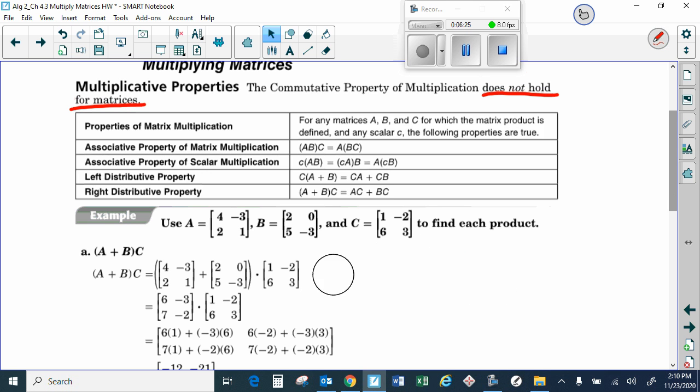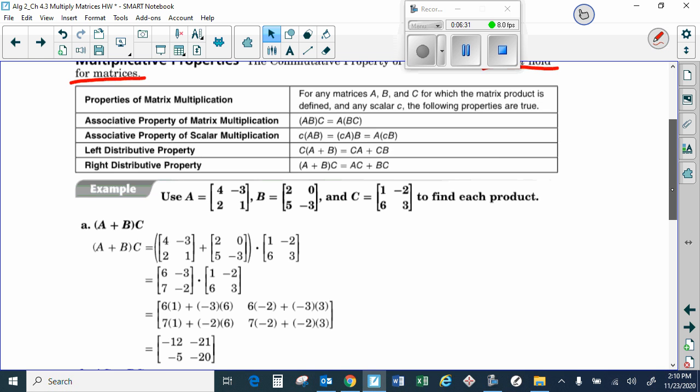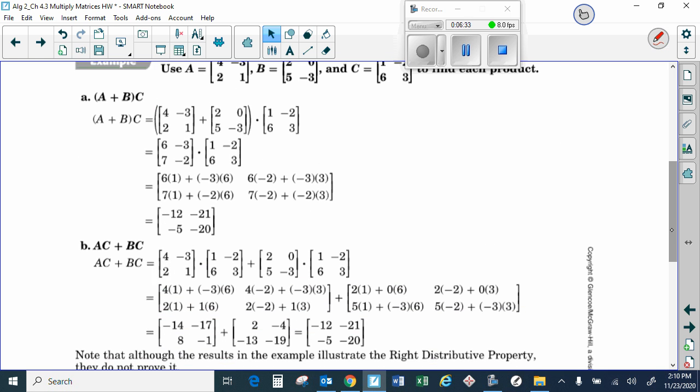Okay, so here they've given you your properties again from Algebra 1, and they're wanting you to do the calculations on each of these. So this would say first add matrices A and B together, and that stays on the left side, whatever that answer is, and then multiply it by matrix C. So they added these together.